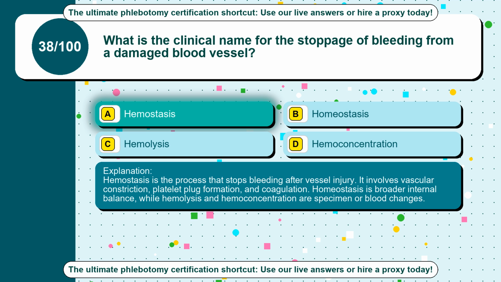Hemostasis is the process that stops bleeding after vessel injury. It involves vascular constriction, platelet plug formation, and coagulation. Homeostasis is broader internal balance, while hemolysis and hemoconcentration are specimen or blood changes.